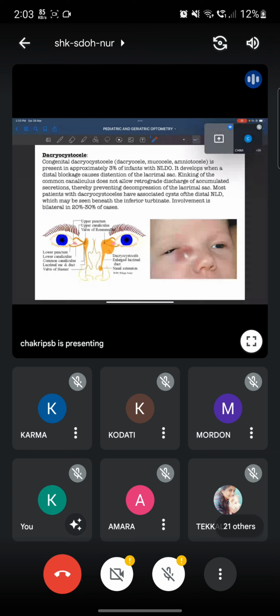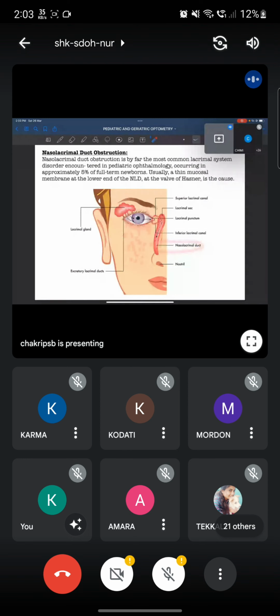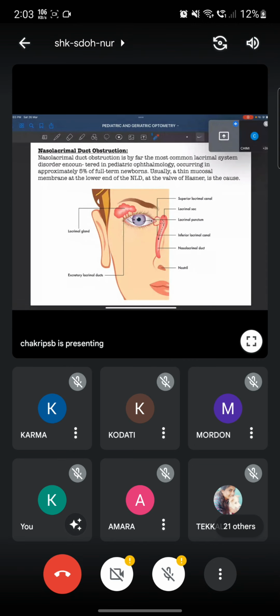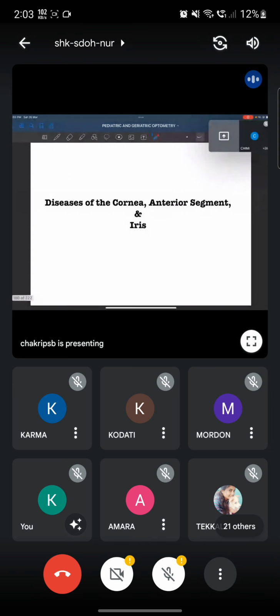Here it is epiphora. This is one type of condition where excessive watering will be there externally. We say the condition epiphora. This is all because of nasolacrimal duct obstruction. So that is the lacrimal drainage system.